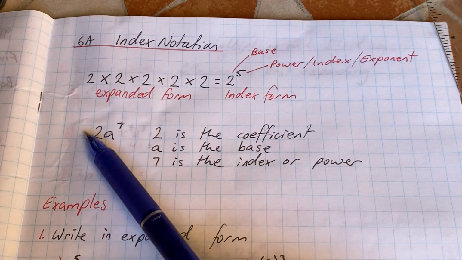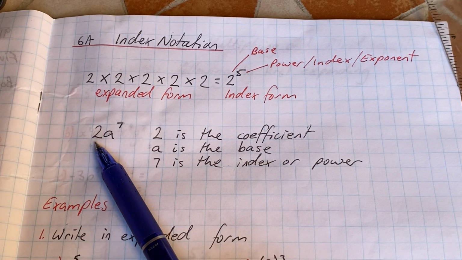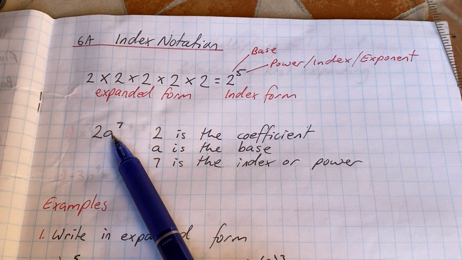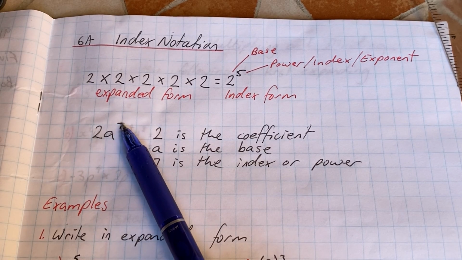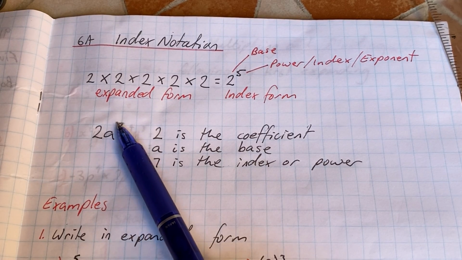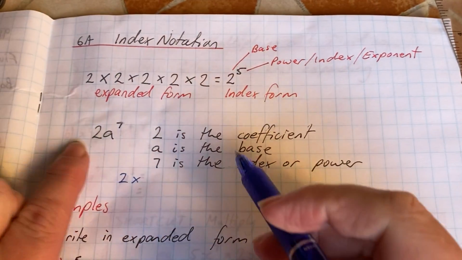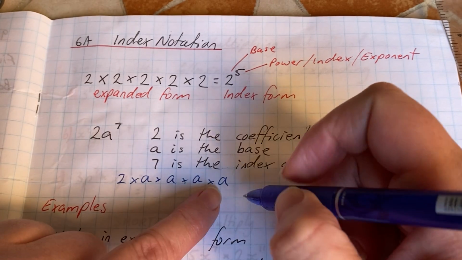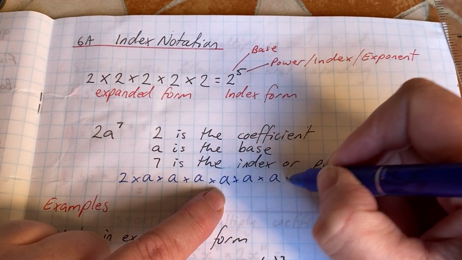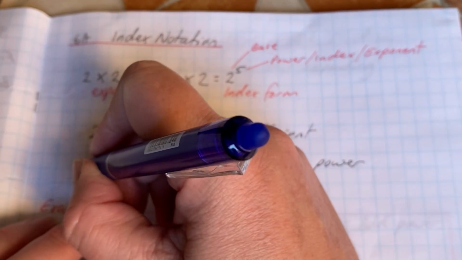So in this term here, 2 is not the base anymore. 2 is a coefficient. 2 is right out the front, in front of the letter, and a number in front of a letter we've already learnt is called a coefficient. In this case, A is the base, because this index or power, which is 7, is on the A. So this index applies to the A. So if I was to write this in expanded form, we've got 2 times, and then A to the 7 is A times A times A times A. That's 4 of them, 5 of them, 6 of them, 7 of them. So that's expanded form for 2A to the power of 7.